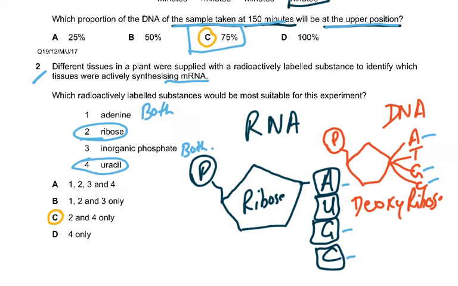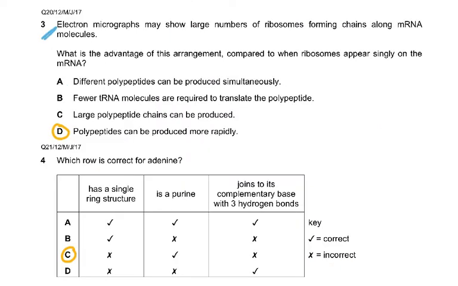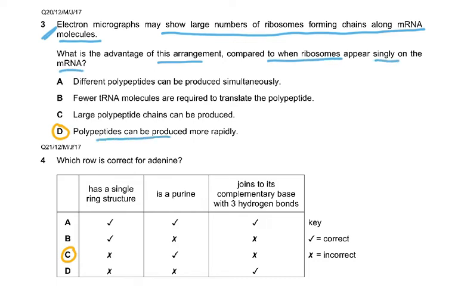There are three RNAs, mRNA, tRNA, and ribosomal RNA. But it says actively synthesizing mRNA. So it would be ribose and uracil, which is present only in RNA. So you have to understand the question. It's even given in the exam report. A very direct question: electron micrographs may show large numbers of ribosomes forming chains along mRNA molecules. What is the advantage of this arrangement compared to when ribosomes appear singly on the mRNA? Polypeptides can be produced more rapidly. Very basic. Large number of ribosomes along chains of mRNA.